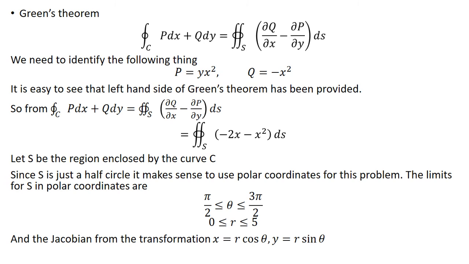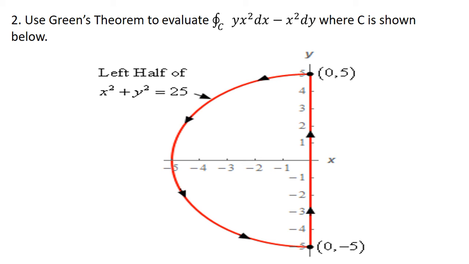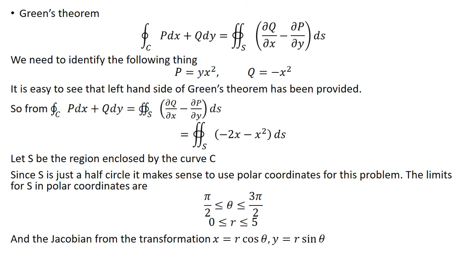So we need to recapitulate that Green's theorem is integration of p dx plus q dy equal to the double integration of del q del x minus del p del y dS. Okay, so just look at the problem. From that problem we can easily write what p and q are if you compare with Green's theorem. So p will be y into x square and q will be minus x square. If we put the values of del q del x and del p del y, and apply Green's theorem, the double integration looks like this.